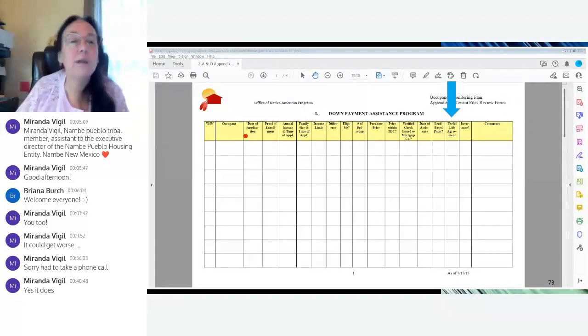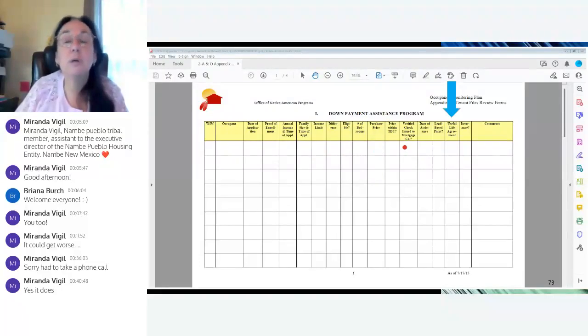Who is the occupant? What was their date of application? Did you get proof of enrollment? What was their annual income at the time of the application? What was the family size at the time of the application? What was the income limit at that point? What's the difference? Were they eligible? How many bedrooms? What's the purchase price? Because it's a down payment assistance program. Is the price within the total development cost?